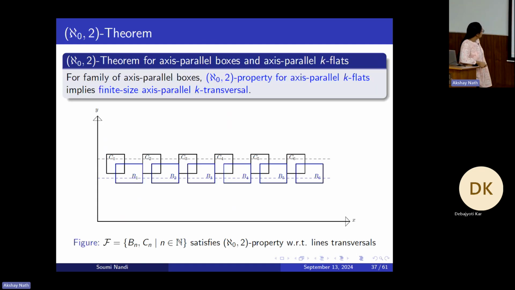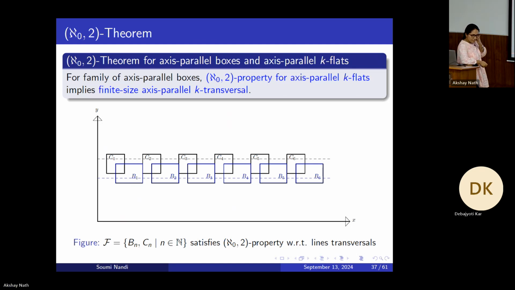For example, say we have this family of axis parallel boxes. One along this line, infinitely many, and one along this line. If we pick any infinite subfamily of them, there will be at least two, either of this B_i B_j form or C_i C_j form, and any of them can be hit by an axis parallel line. And from this, we can conclude that the whole family has finitely many axis parallel transversals.